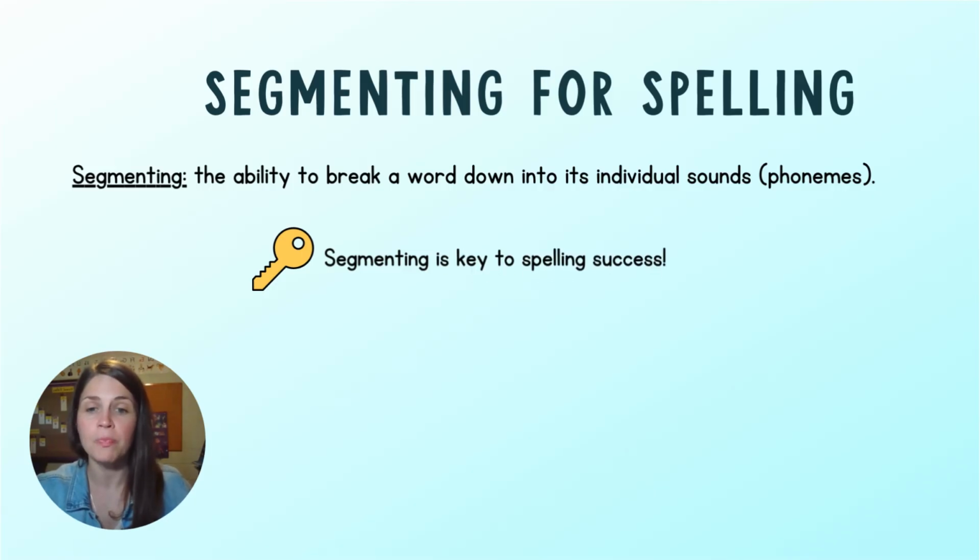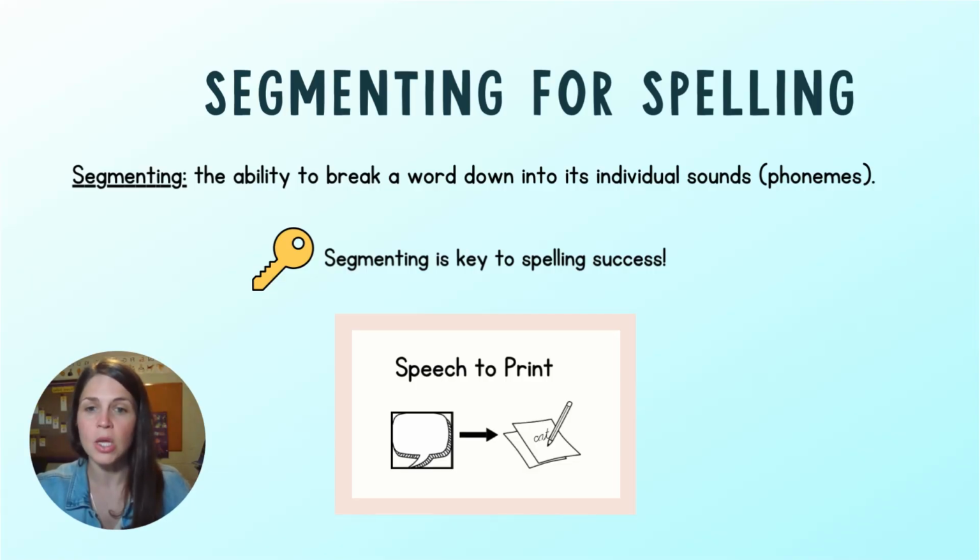If you think about spelling or the process of encoding, this is a speech to print process where kids are going to hear words or say words and then have to figure out how to spell those words. And so, in order to spell the words effectively, they must be able to break the words down into individual phonemes, then match those phonemes to the corresponding graphemes, letter or letter combinations, in order to spell words effectively. So, we want to have a procedure that follows and encourages segmenting. Consistent procedures, as you know, is essential for student success.